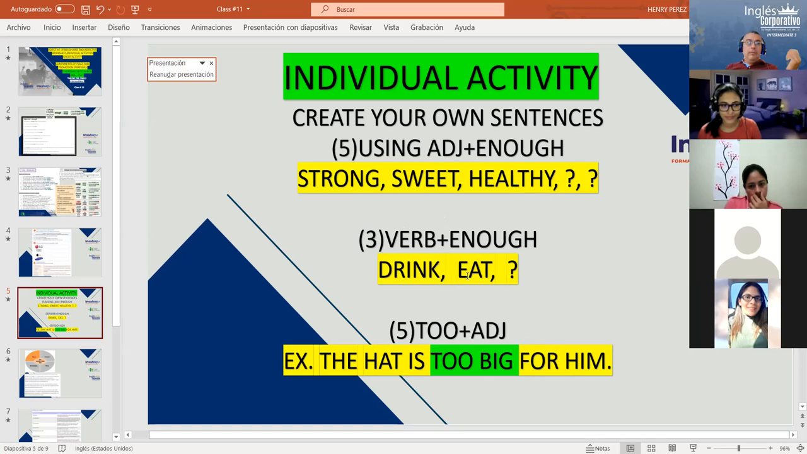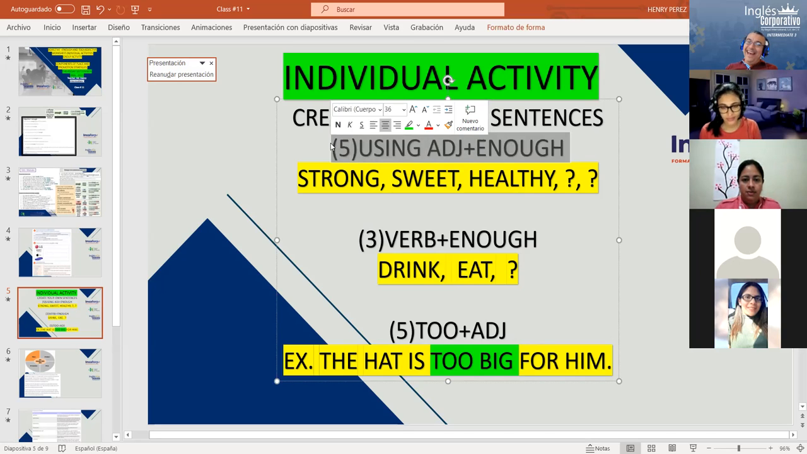Teacher, yes, for example, in the third part, we can say the donuts are too sweet to eat a lot. Is sweet enough? The same example from the last activity. Yes. The man isn't drunk enough. Yeah, there you go. Okay, yes. Thank you.